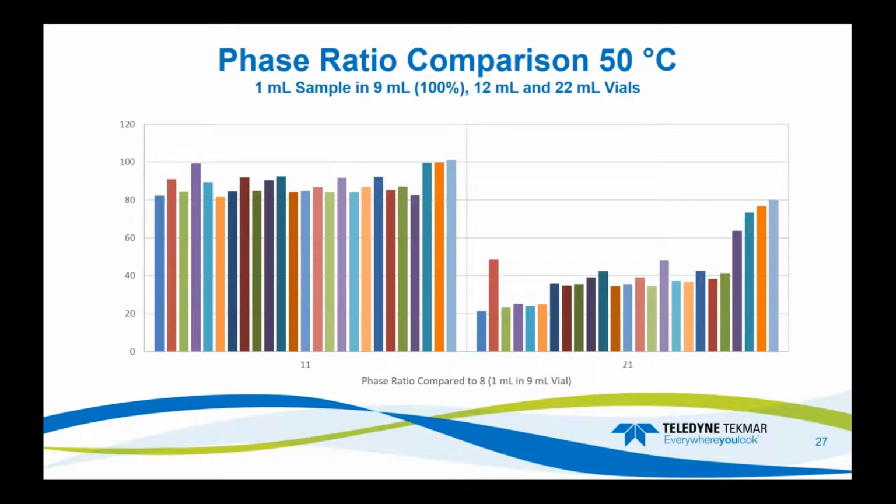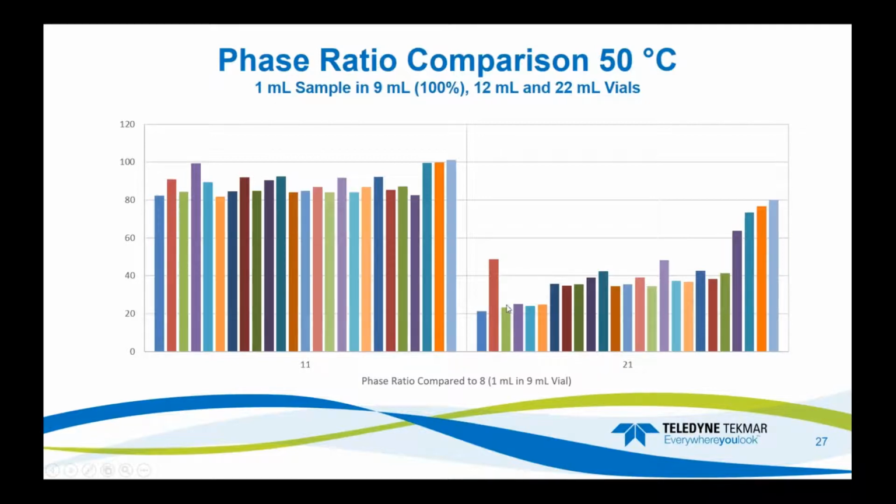So looking at the phase ratio at 50 degrees, 1 mil sample in the 9 mil vial I set as 100%. So I divided all of the other compounds by that 100%. So I made that 1 mil sample in the 9 mil vial 100, and then we compared the 12 mil vial over here and the 22 mil vial over here. Their phase ratios for the 1 mil and 9 mil is 8, where the phase ratio for the 1 mil in the 12 mil vial is 11, and for the 22 mil vial it's 21.